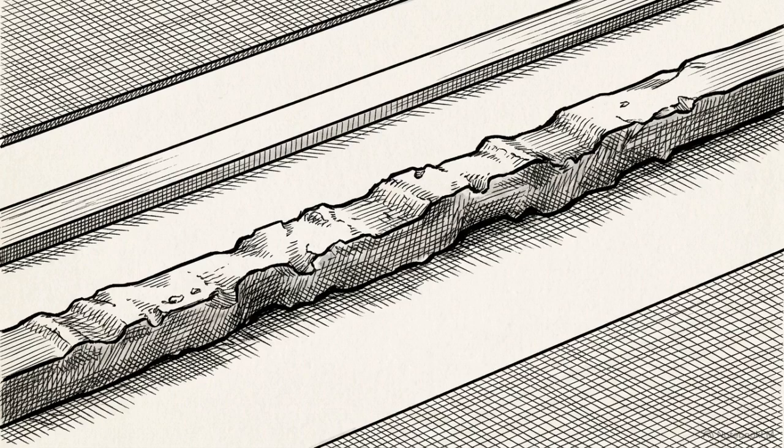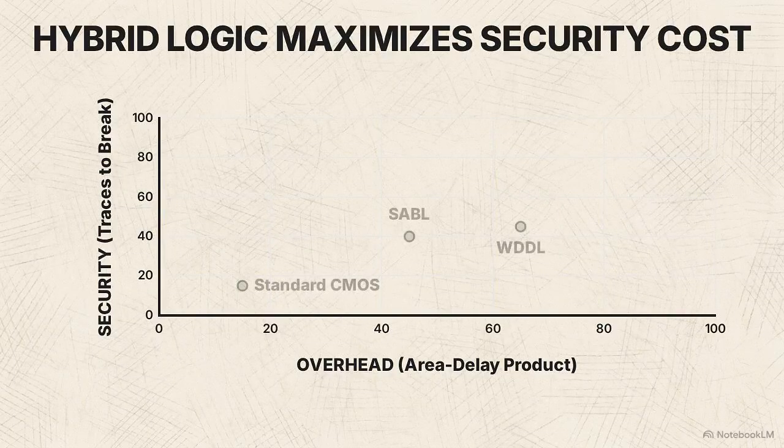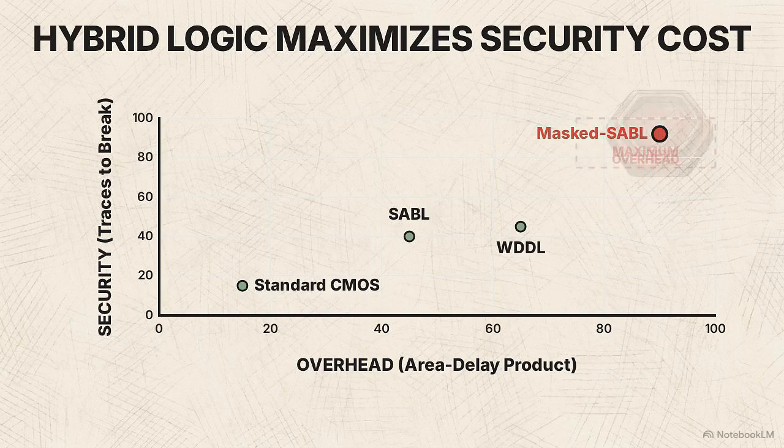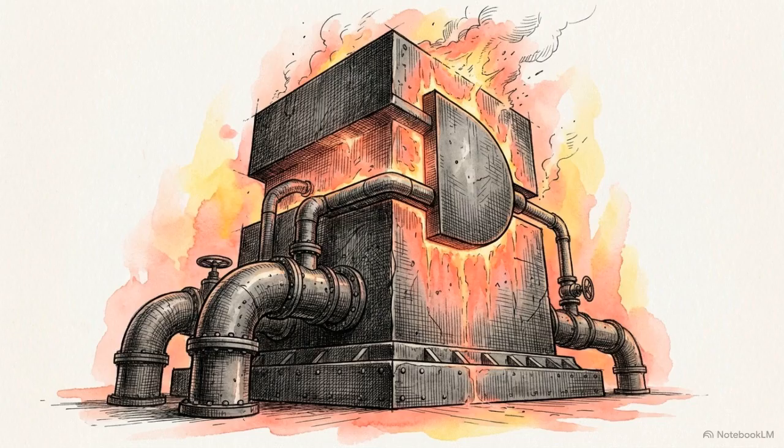To push past that plateau, engineers developed hybrid logic styles like masked SABL. By combining the dual-rail equalization of hiding with the randomized noise of Boolean masking, it achieves the highest possible security. Masked SABL plots in the extreme upper right quadrant, representing maximum protection and maximum overhead. There is no cheap patch for side-channel leakage. Achieving a truly leak-proof logic gate demands exponential increases in silicon real estate and power consumption.